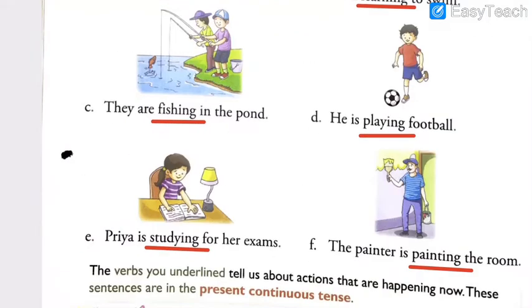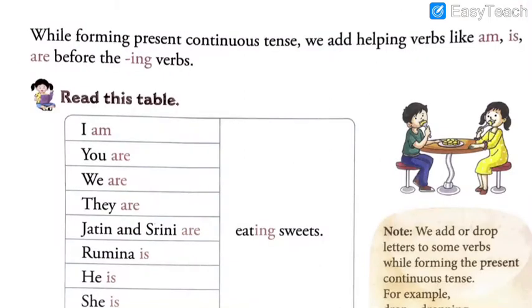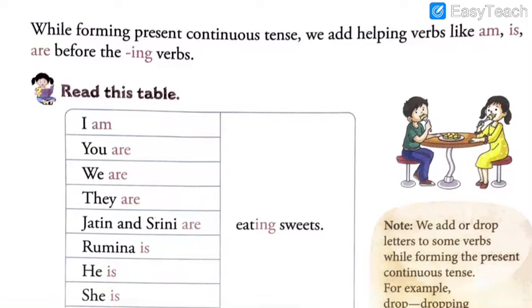Now, I hope that you have understood the meaning of continuous, present continuous. So, while forming the present continuous tense, we add a helping verb like am, is, are before the ing verbs. That means we have to add a helping verb. Now what is a helping verb?